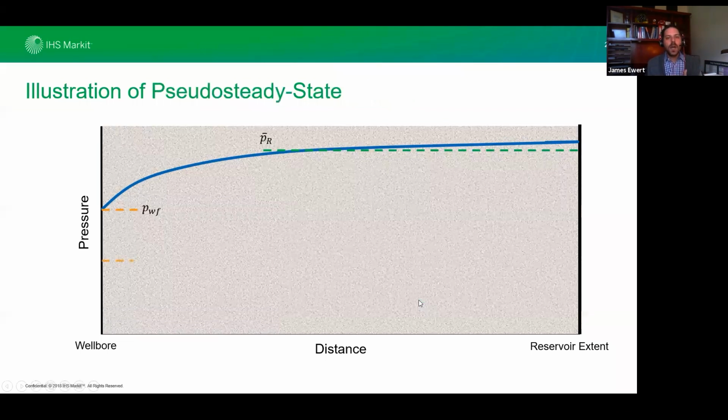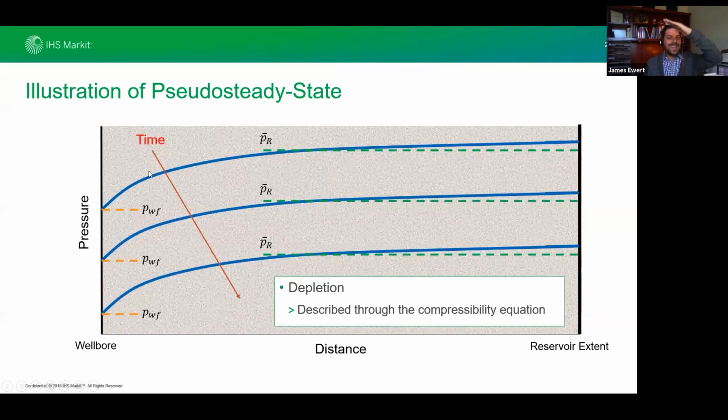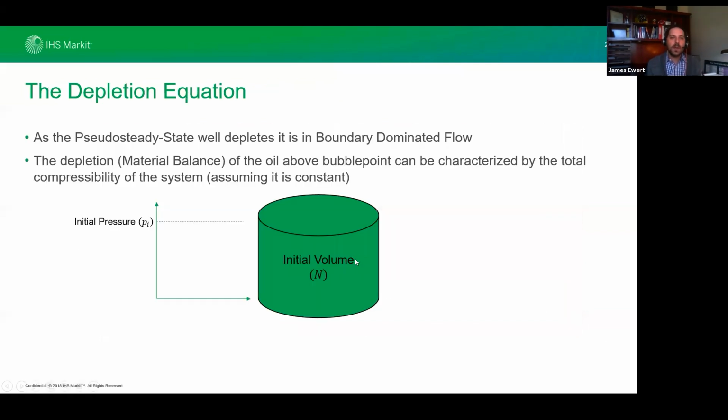Now, over time, what's going to happen? Well, what's going to happen is that the curve is going to stay the same, but it's going to go down. And so through time, you're going to notice that we're depleting the reservoir. So we have the curvature, that's Darcy's law. Now we need to talk about depletion. How are we going to talk about that? We're going to describe that through the compressibility equation.